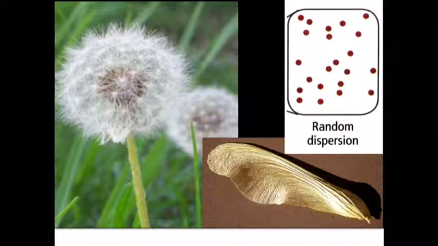The last dispersion pattern is random dispersion, and it is, shockingly enough, completely random. There's no rhyme or reason to it. It's simply where the organism is. Probably the best example for this is simply plants. Plants that have their seeds blowing in the wind. They have no active control really of where those seeds land. It's just wherever the wind pattern takes them.